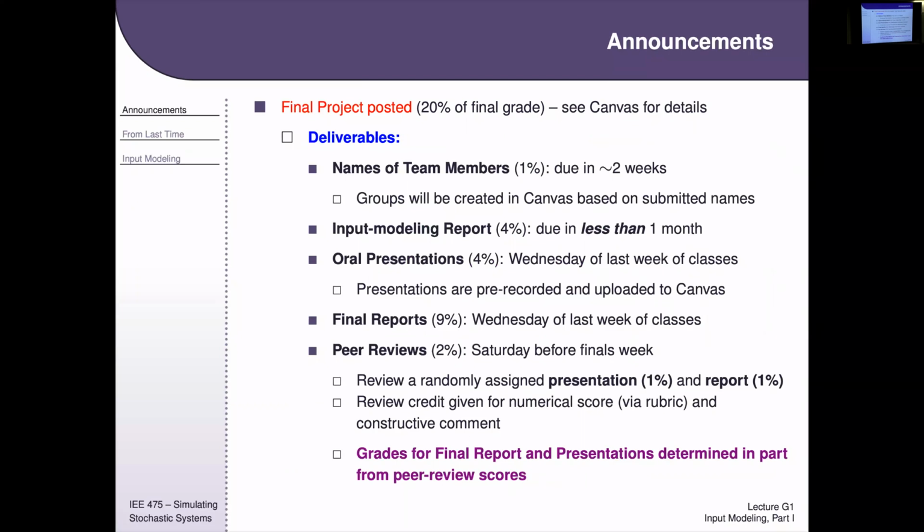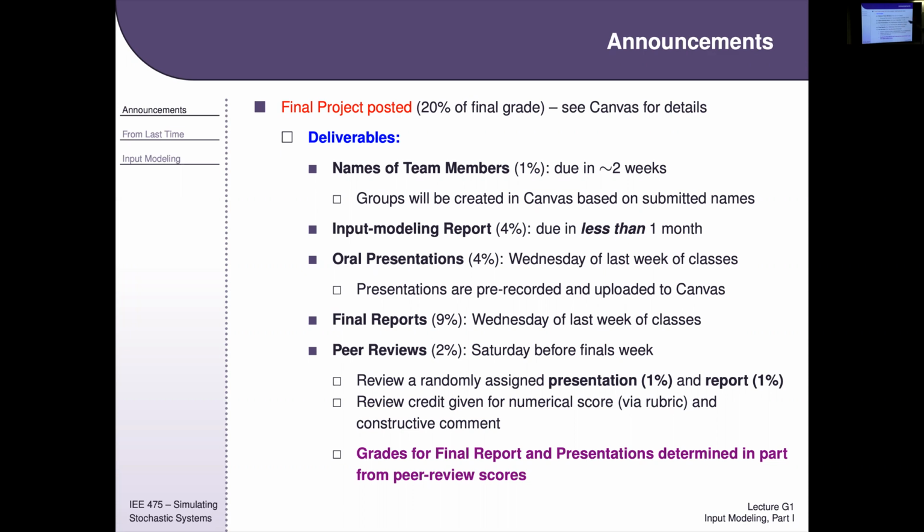Then what do you do once you've got this team? The first deliverable is the names of team members. Every single team member will submit an assignment where you tell me who the 3 or 4 people in your team are. Every single person does that, so that I can confirm that everyone agrees on who's in their team. Most of the rest of these things are group work after that.